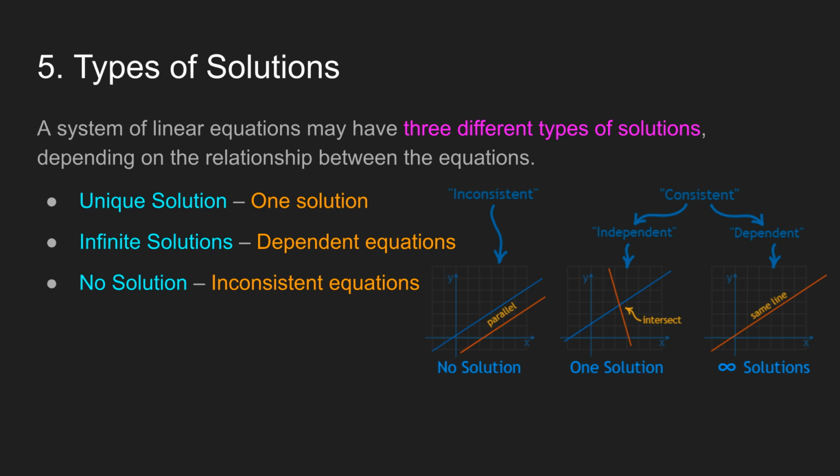A system of linear equations may have three different types of solutions, depending on the relationship between the equations. First, a unique solution, where the system has exactly one solution. Second, infinite solutions, which occur when the equations are dependent on each other. Third, no solution, which occurs when the equations are inconsistent.